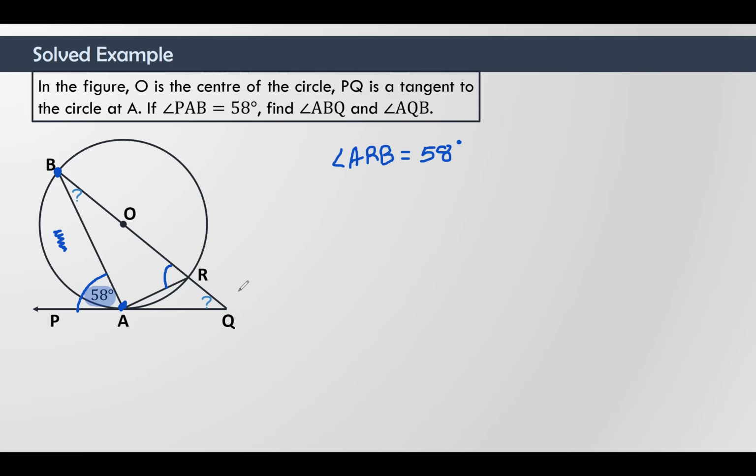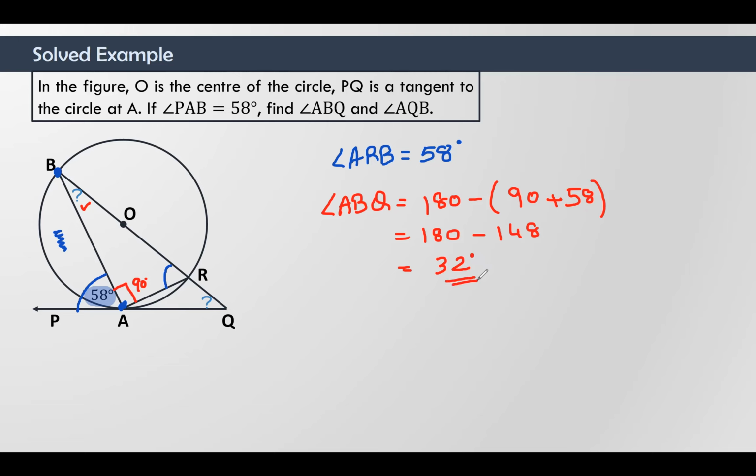And then when we know that BR is a diameter, angle BAR will be 90 degrees, and then we can find angle ABQ by angle sum property, that is 180 degrees minus the sum of other two angles. So that will be 180 degrees minus 148 degrees, that is equal to 32 degrees. So we got our first answer, angle ABQ equals 32 degrees.